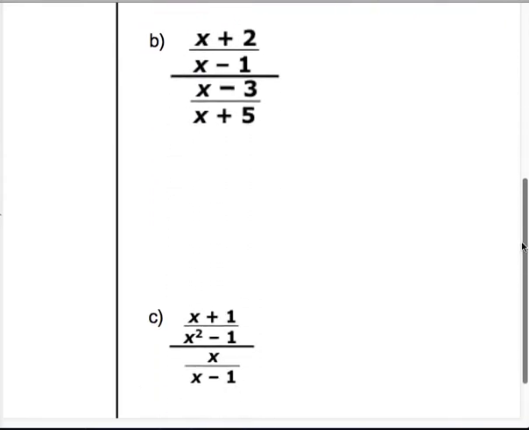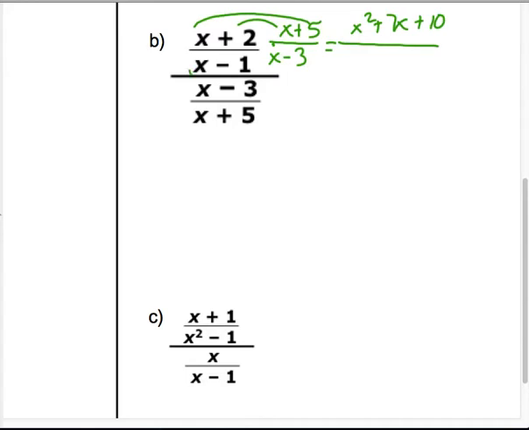My second example, same process. I'm just going to multiply by the reciprocal of the denominator. Since everything's already simplified and I don't see anything that I can cancel, I'm going to go ahead and distribute. So x times x is x squared. Then I've got 5x plus 2x is 7x, and 2 times 5 is 10. In the denominator, I've got x squared, negative 3x minus 1x is negative 4x, and negative 1 times negative 3 is positive 3.